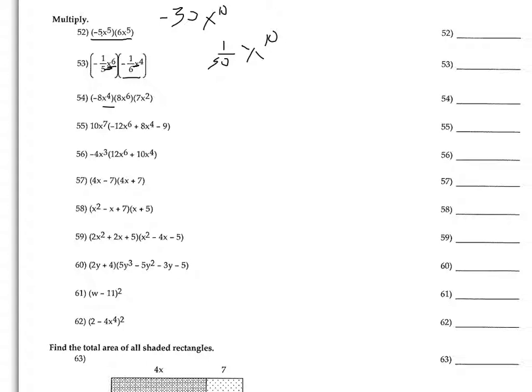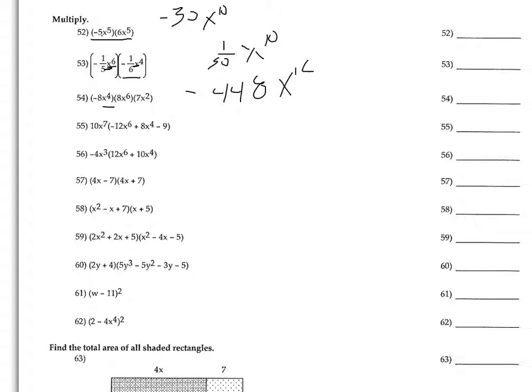Here, when we're multiplying these three monomials, no big deal. We just multiply the numbers. So we have 8 times negative 8 times 7 is going to be negative 448. And then multiplying these x's, since they all have a base of x, x to the 4th times x to the 6th times x squared, we add the exponents. That's going to be an x to the 12th.